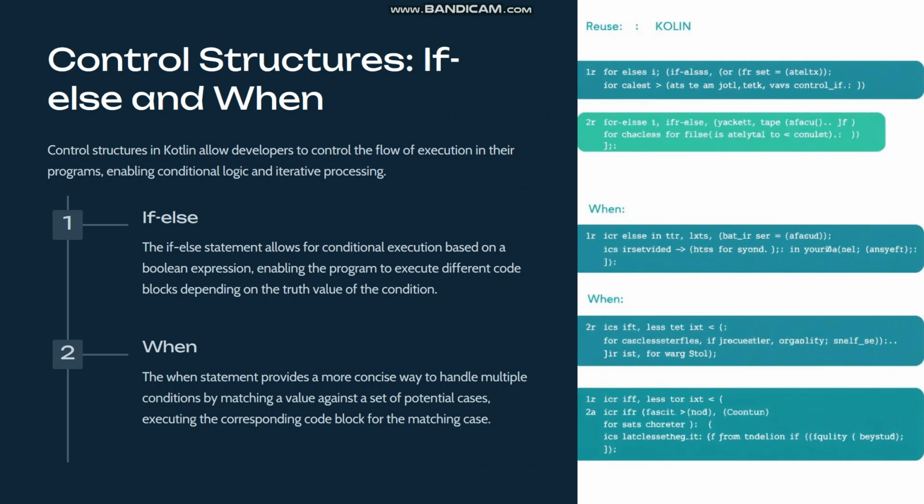Control structure: if, else, and when. Control structures in Kotlin allow developers to control the flow of execution in their programs, enabling conditional logic and iterative processing. If else: the if else statement allows for conditional execution based on a Boolean expression, enabling the program to execute different code blocks depending on the truth value of the condition.